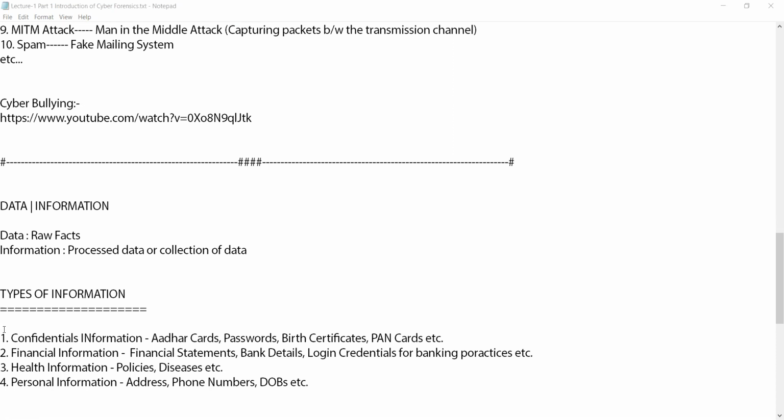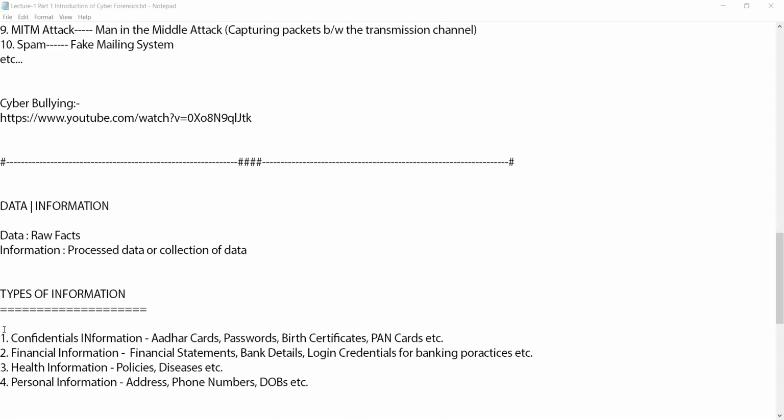Okay, sir. The next type of information is called personal information. Personal information is the type of information you actually don't want to share with anyone easily, but you upload it on social media platforms very easily, like Aadhaar, your address, your phone numbers, your dates of birth, as well as your interests, your travel history, everything. You can upload it on a social media profile.